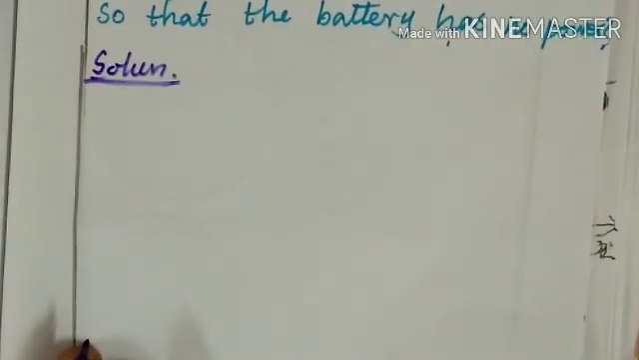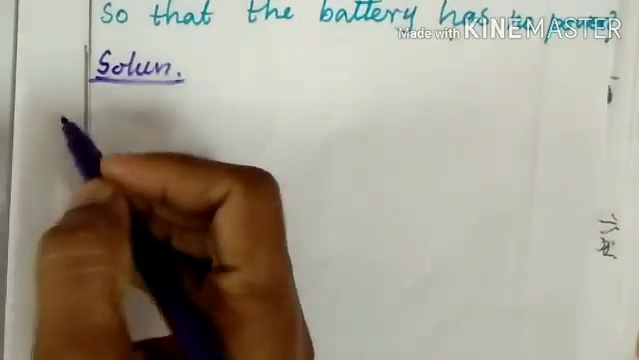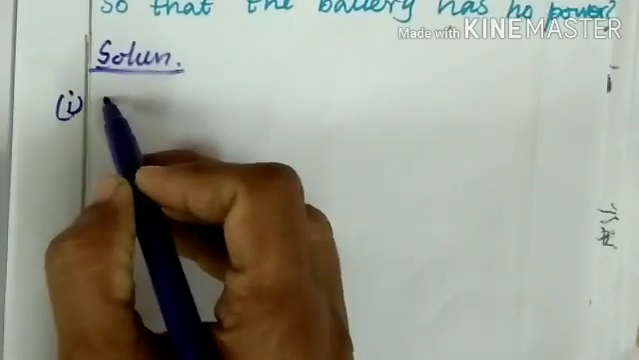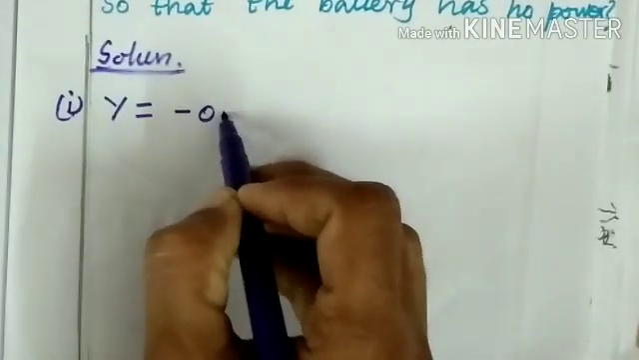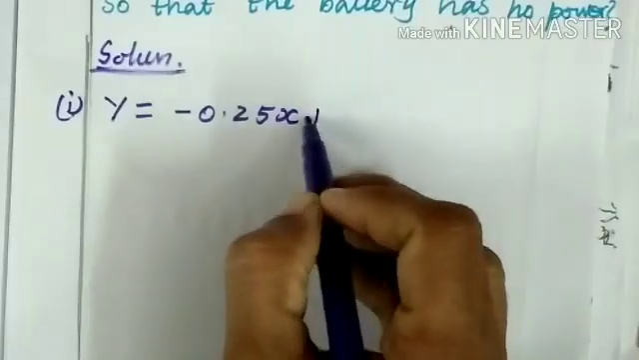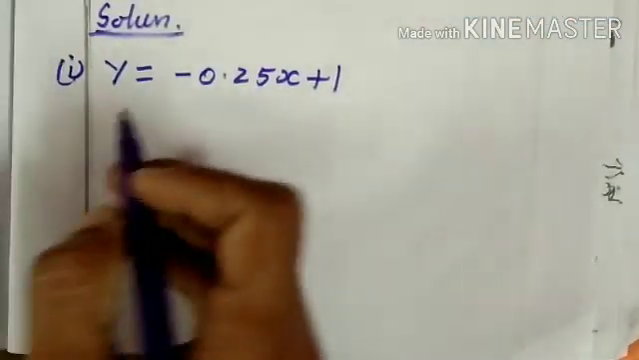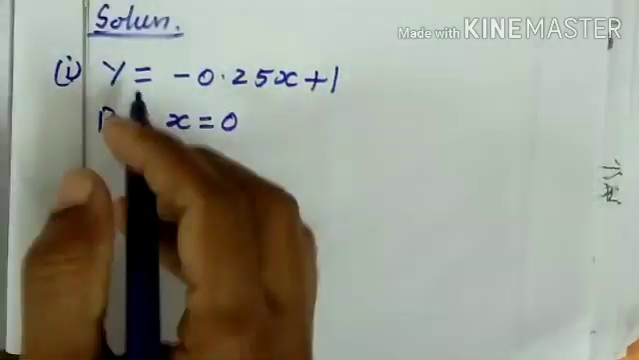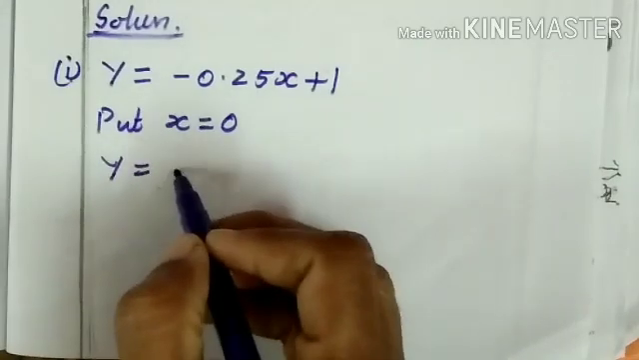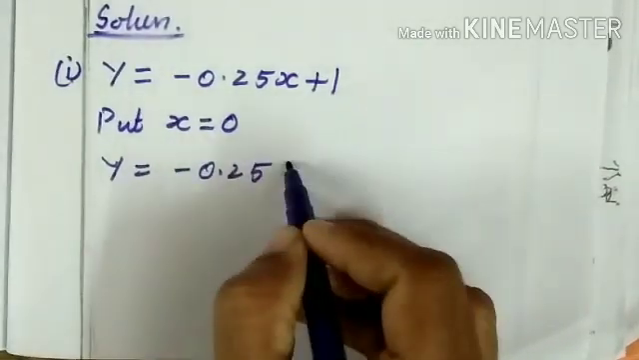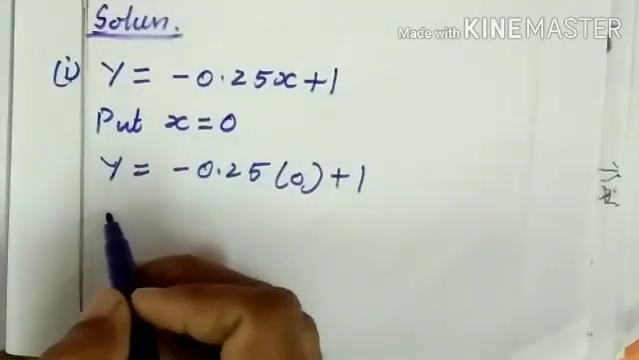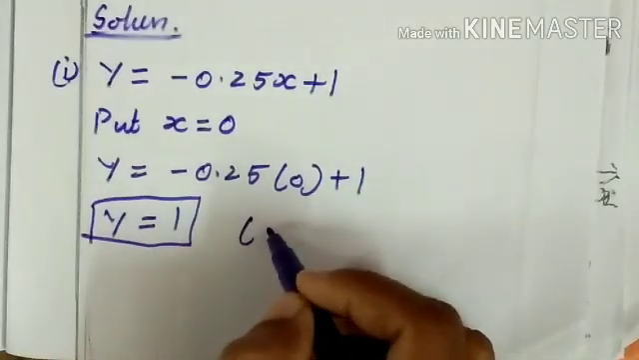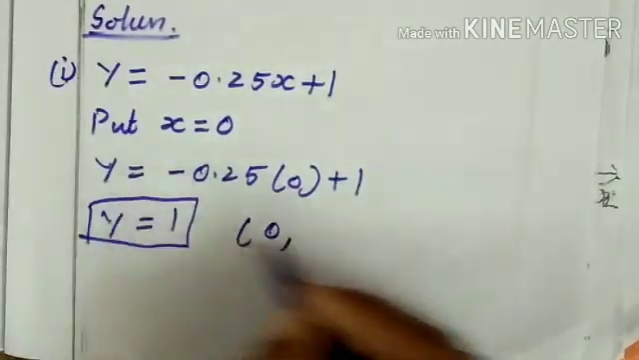First subdivision, draw a graph of the equation. First you take down the given equation, y is equal to minus 0.25x plus 1. First, put x is equal to 0. Then y is equal to minus 0.25 into 0 plus 1, that is y is equal to 1. So here the point is x 0, y 1.